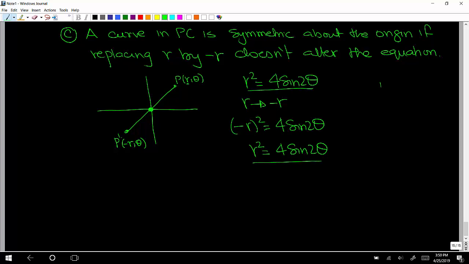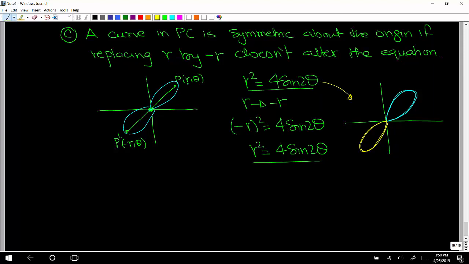Now if you were to graph this, it looks something like this. If you were to graph just part of the curve out here in the first quadrant, we get that. But because this curve is symmetric about the origin, whatever we have up here, we're going to have down here because of this property. So we'll get the opposite. It's basically the infinity symbol, except it's diagonal. So that's what this curve looks like.